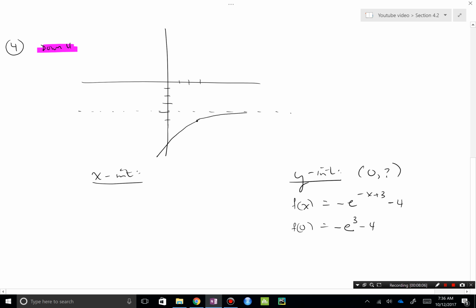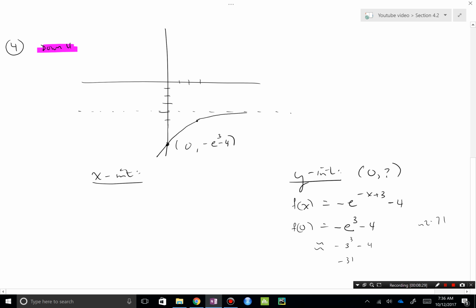Well, e is about 2.71. If you want to estimate it, let's just call it 3. So this is like saying 3 cubed, which is like negative 27 minus 4, which is negative 31. This is like negative 31-ish. Pretty easy, isn't it? So this is like 0, but don't you dare write negative 31 there. That is not what it is. This is what it is.